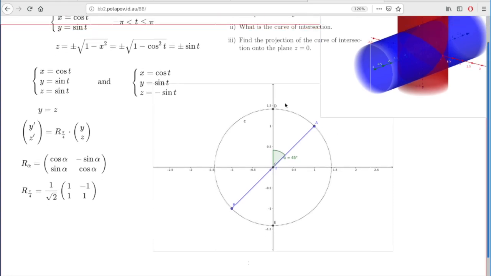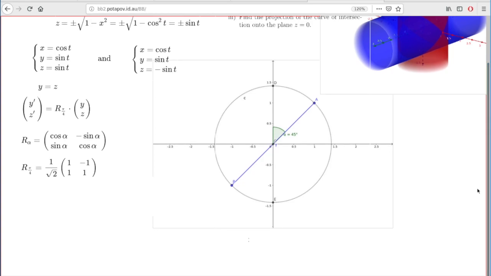So all I'm going to do is apply this matrix of rotation to my parametrization of the ellipse. I'm going to call the new set of coordinates y dash, z dash. This first step just implements this matrix multiplication. If you substitute for y and for z those formulae from here, this is the resulting 2D vector.